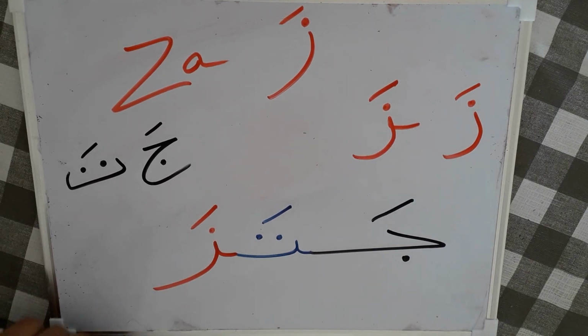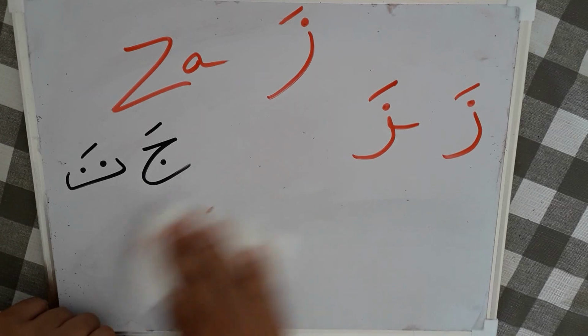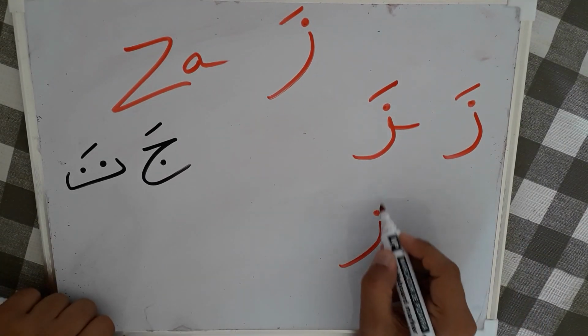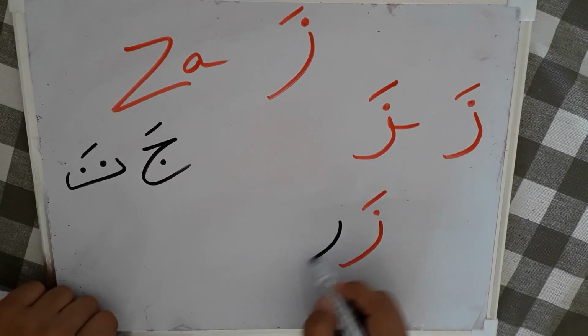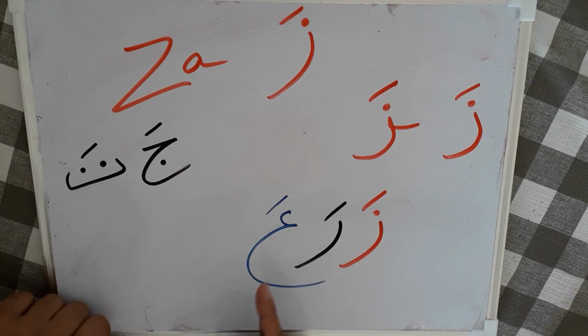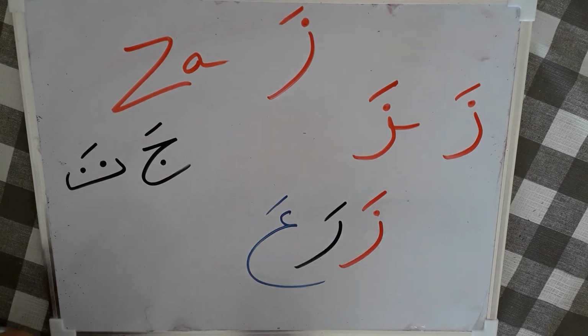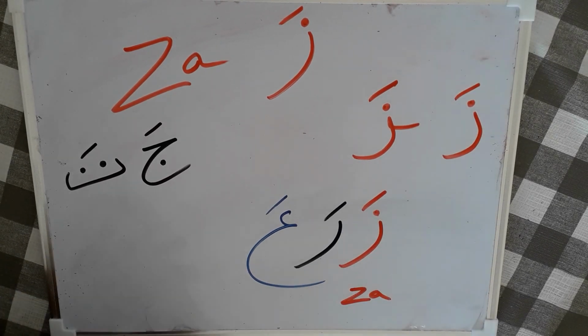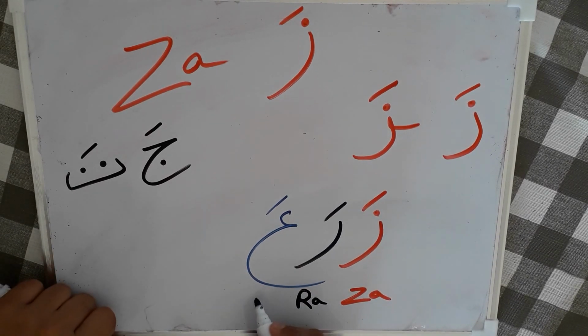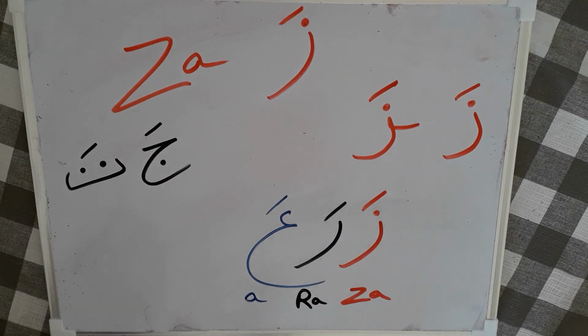Okay? Let's learn a word now starting with Z, but it has a meaning. So we have Z, Ra, and A. Zara. Okay? So the sound here is Z, Ra, and A.